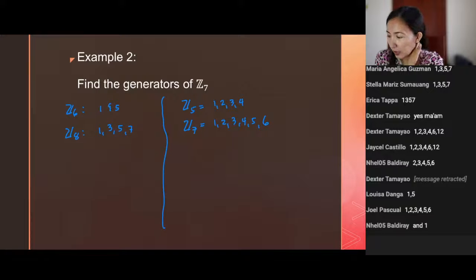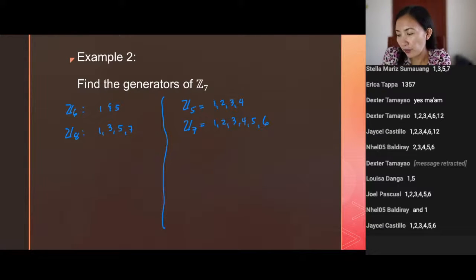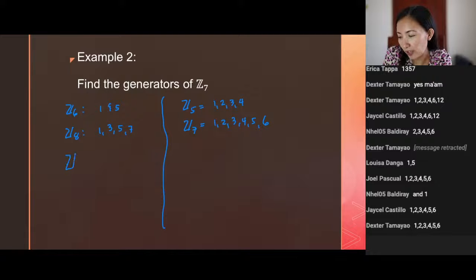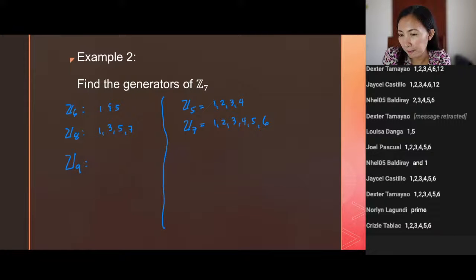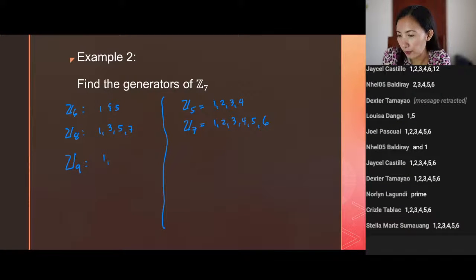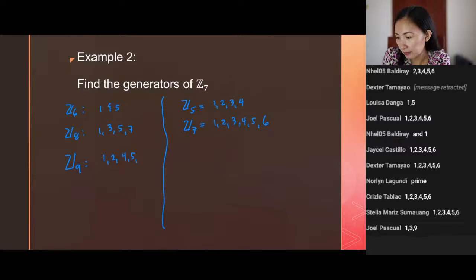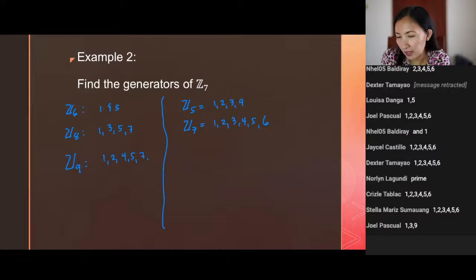Jaisel also said 1, 2, 3, 4, 5, and 6. So, for Z sub 9, which elements could generate Z sub 9? Okay? Z sub 9, can you tell me which elements will generate Z sub 9? It will be 1, 2, 3. Kasama si 3. 1, 2, 4, 5, 7, and 8. For Z sub 9. 1, 3, and 9? You sure? 1, 2, 4, 5, 7, and 8.